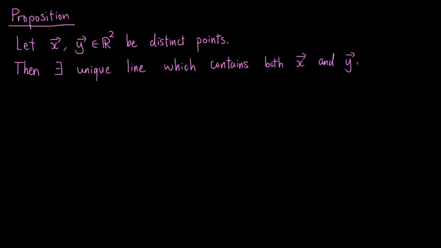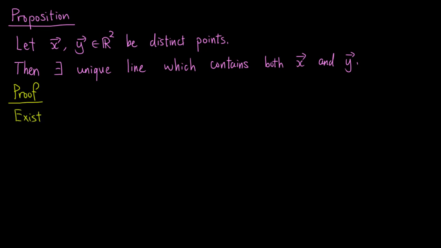Let's look at the second proposition. Suppose we have 2 points x and y, which are distinct. Then there exists a unique line which contains both x and y. This is not hard to understand because x and y are 2 points on a real plane, so by joining these 2 points, we get a line which contains both points, and we cannot find another line which again contains both x and y, but is a different line.